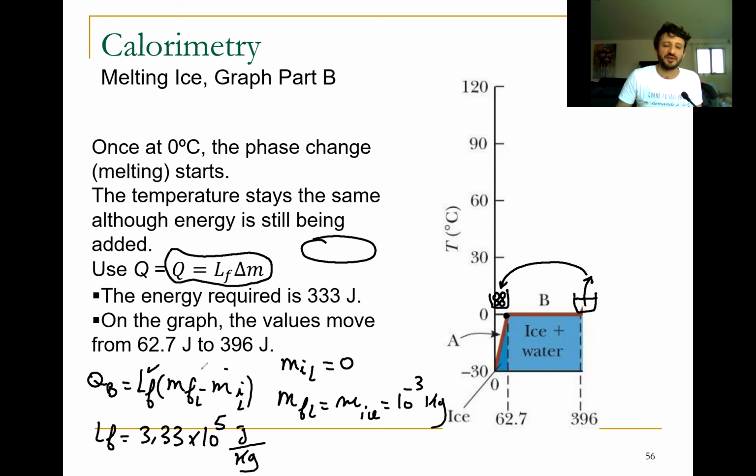We have LF, we have M final, this one equals 0. We do the calculation, you get the energy equals 333 joule. This is the energy required to convert this quantity of ice from 0 ice to 0 liquid. Okay, it's from here to here. I need 333 joule. The total energy needed from 0 to this point equals this one plus this one.